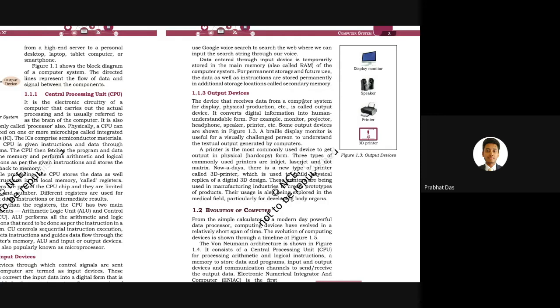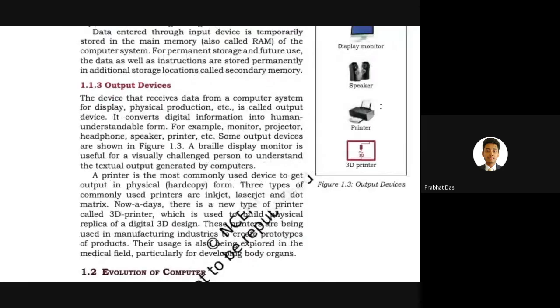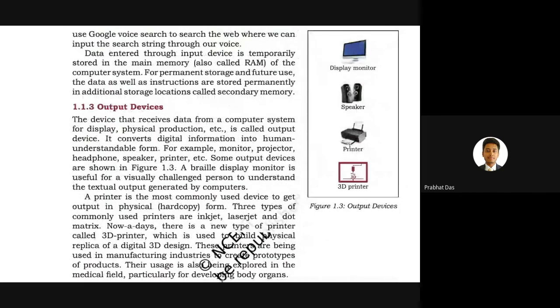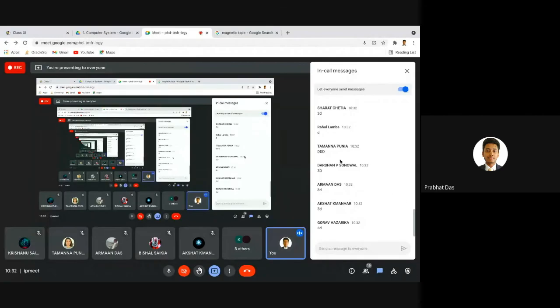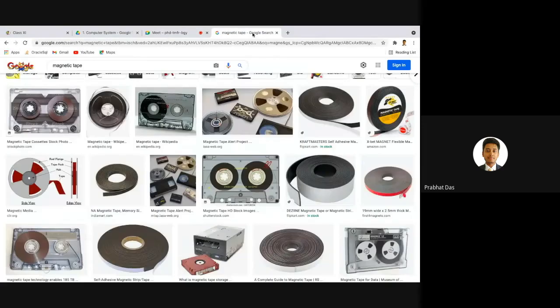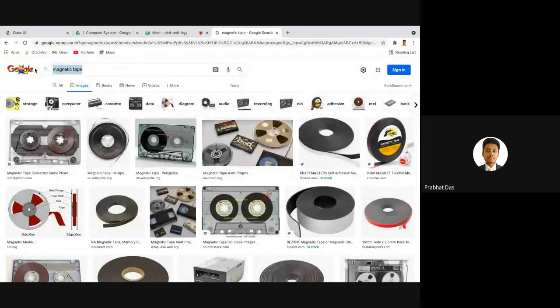In order to understand the data that is being processed by the computer, so that we can gain some sort of meaningful information, we will definitely require some sort of output devices. So these are some output devices that we have, like the display monitor, speaker, printer, and 3D printer. If you have not seen what exactly 3D printers look like, then just have a look.